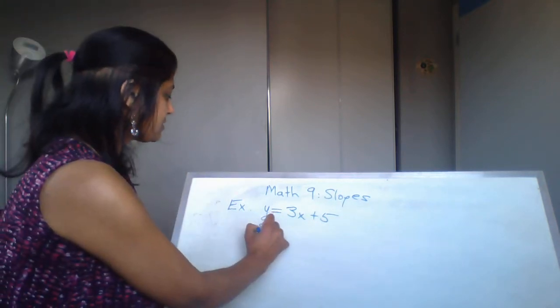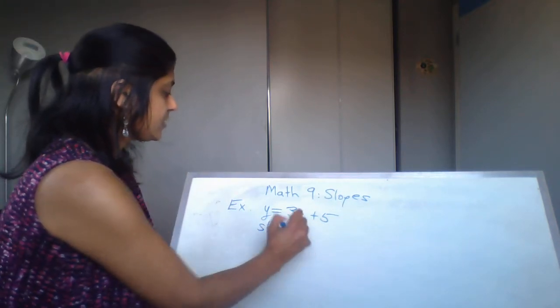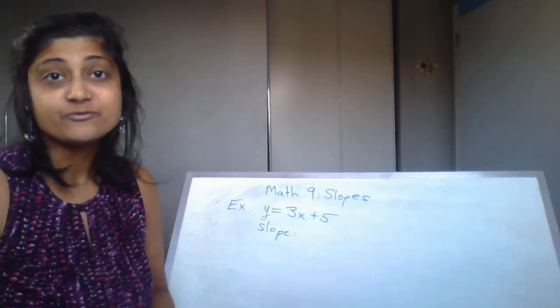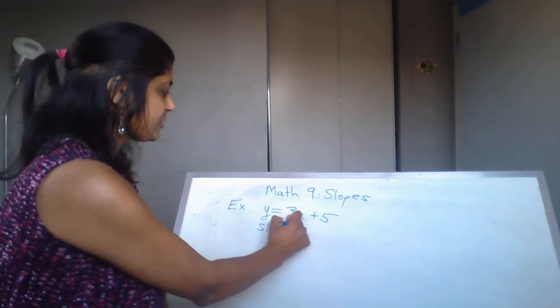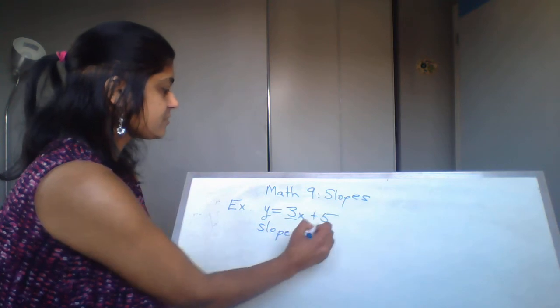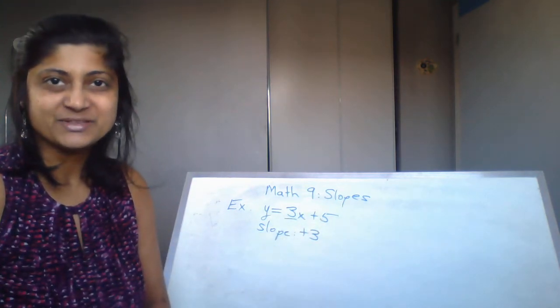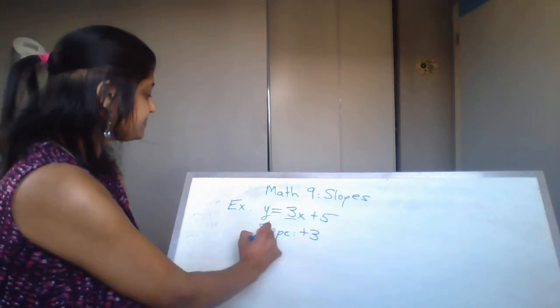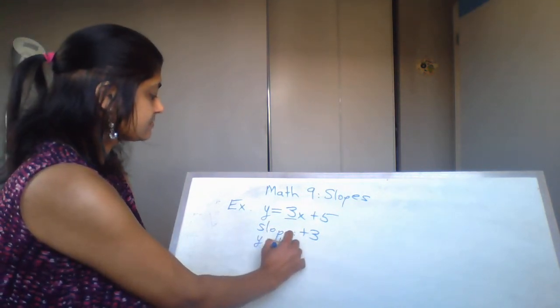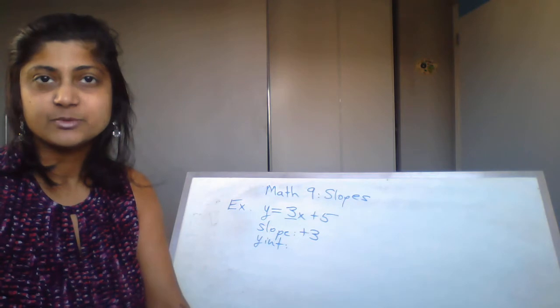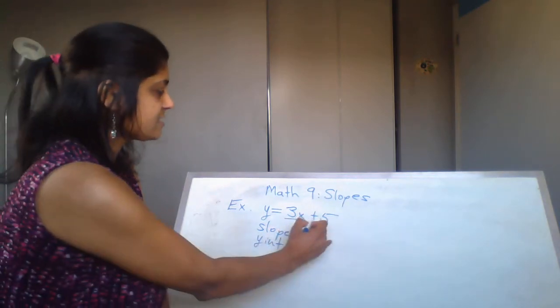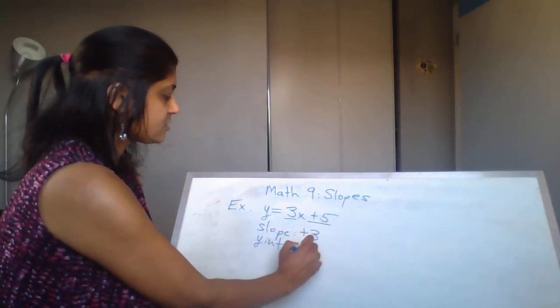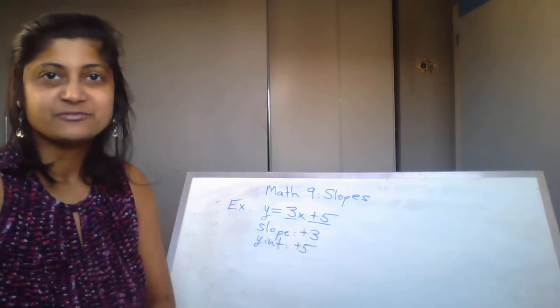If you look at the slope, the slope in this case is whatever is in front of the x. I see that I have a 3 here, so the slope is going to be positive 3. At the same time, we're going to look at the y-intercept. The y-intercept is the number that is by itself. In this case, take the sign in front. So the y-intercept is equal to positive 5.